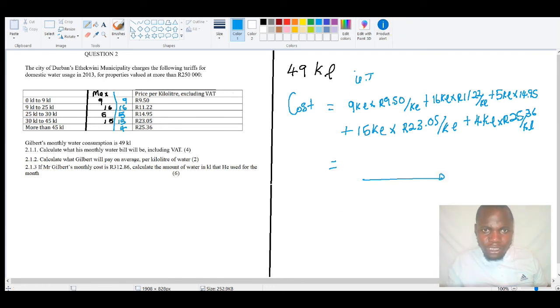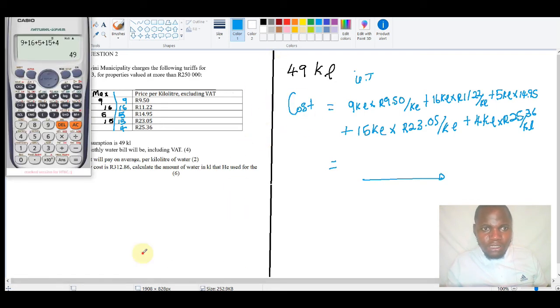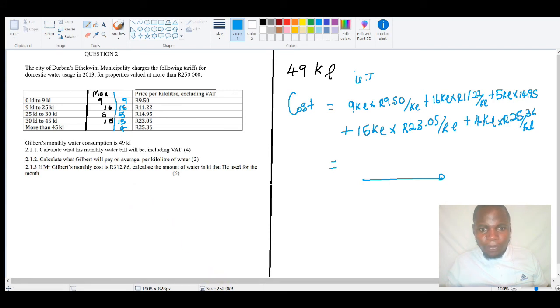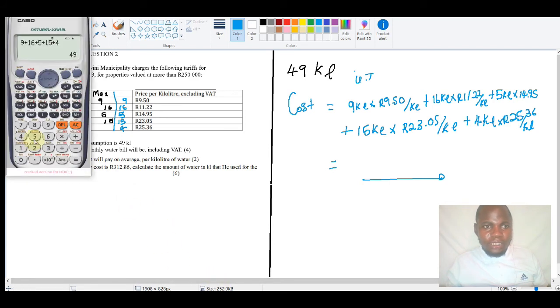We use our calculator. Where's our calculator? Our friend, please come and assist us. The calculator, seems like we are running out of time. The time is not enough.